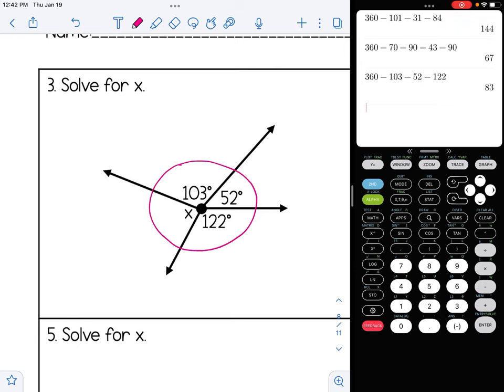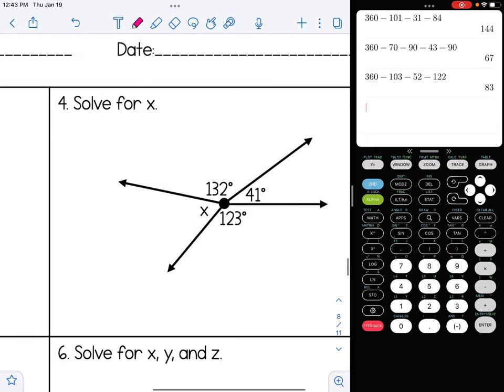Now remember, if you don't have a calculator, that's not a disadvantage. We could certainly add up 103, 52, and 122. We could do it in our head or off to the side. When I add those up, I'm going to get 277. And then subtract that sum from 360, and you'll get your same answer. So no worries if you do not have a calculator.